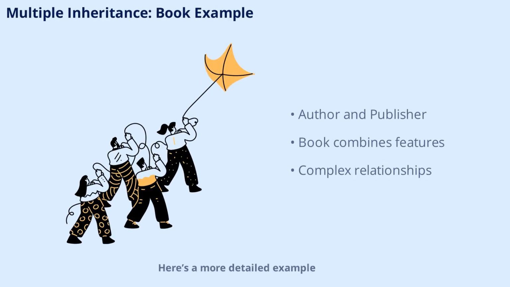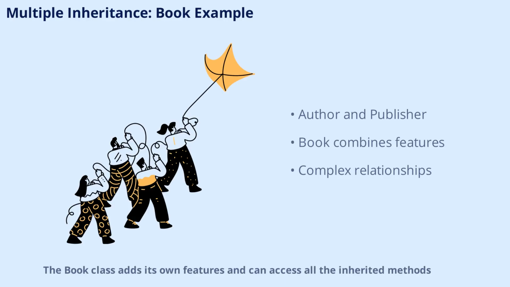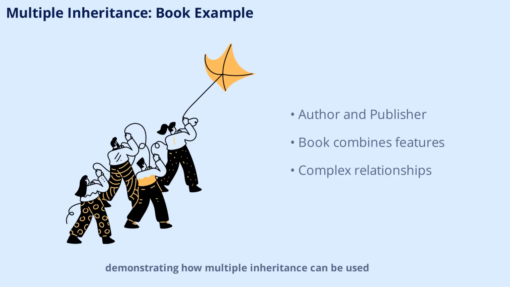Here's a more detailed example. The book class inherits from both author and publisher. Each base class has its own properties and methods. The book class adds its own features and can access all the inherited methods, demonstrating how multiple inheritance can be used to model complex relationships in real-world scenarios.